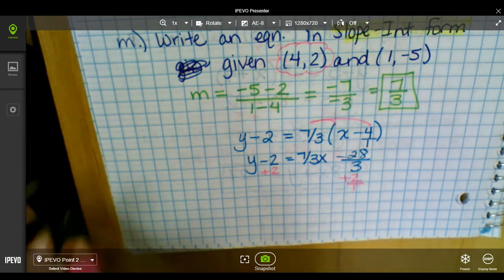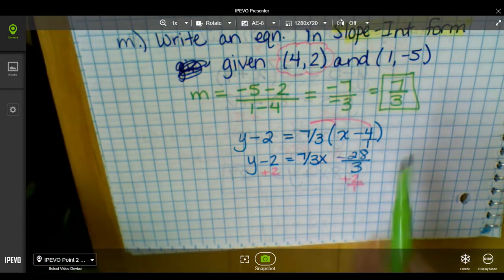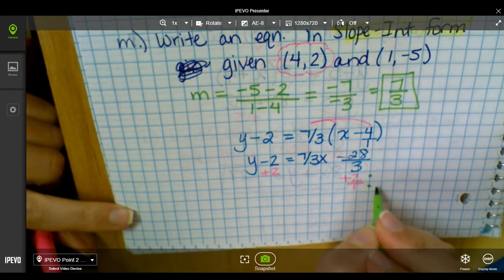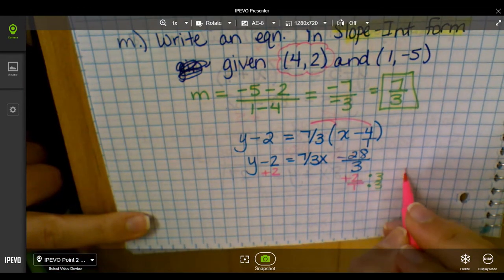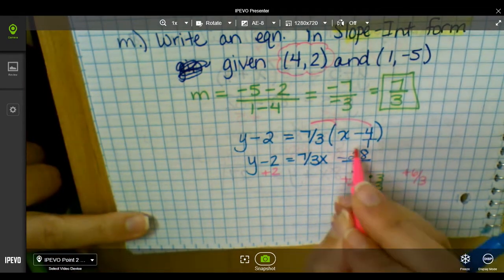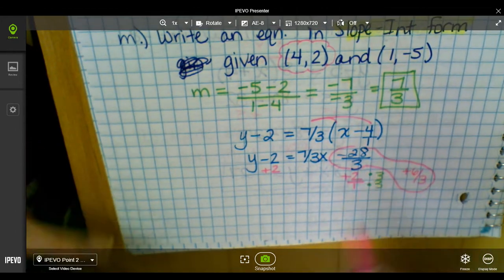But again, I have to have common denominators. I need a denominator of 3. So I'm going to multiply top and bottom by 3. So what I am really adding is 6/3. So negative 28/3 plus 6/3.